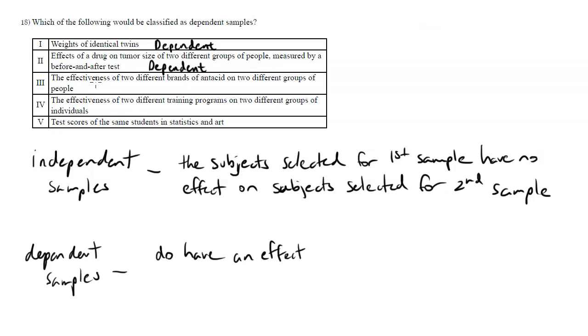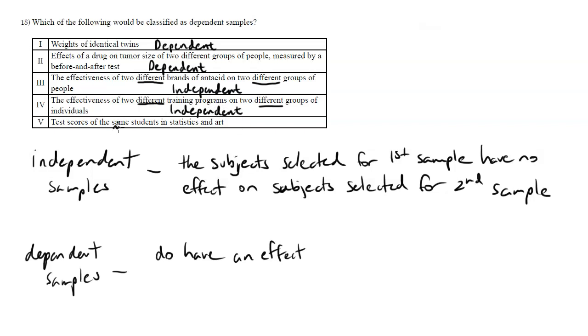Here we go. The effectiveness of 2 different brands of antacid on 2 different groups of people. You see how I'm testing 2 different brands of antacid and 2 different groups of people? That's independent all the way. 2 different training programs on 2 different groups of individuals, that's independent all the way.